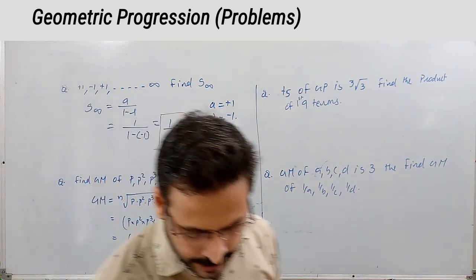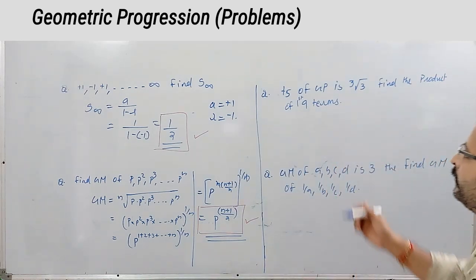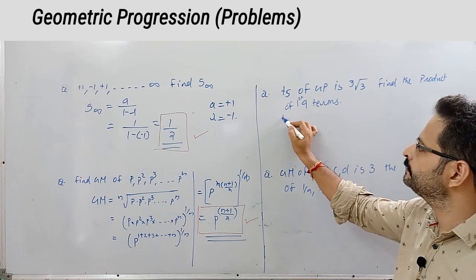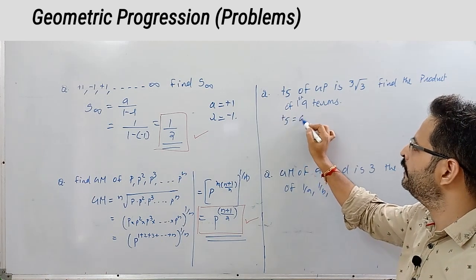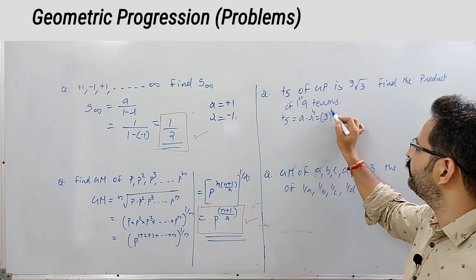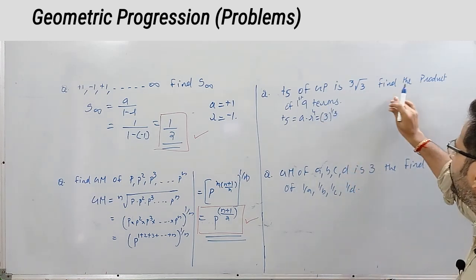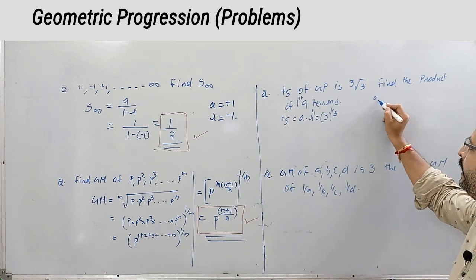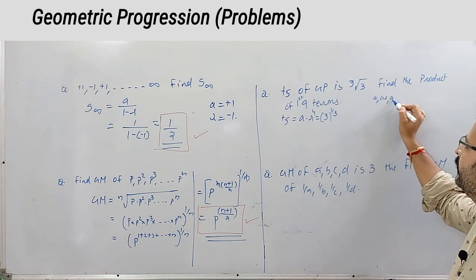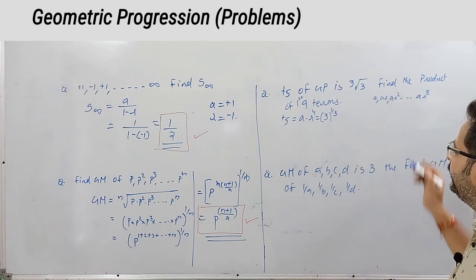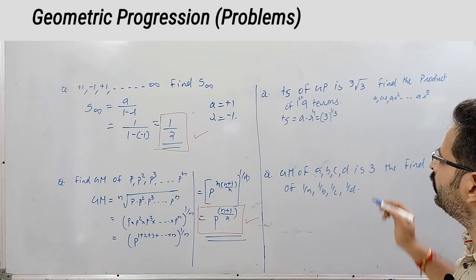Now consider the next question. T5 of a GP is the cube root of 3. That means we can write T5 equal to A into R raised to 4, equal to 3 raised to 1 by 3. Now we have to find the product of the first 9 terms. Okay, so that means first term A, then second term AR, up to AR raised to 8. We have to find the product of these terms.